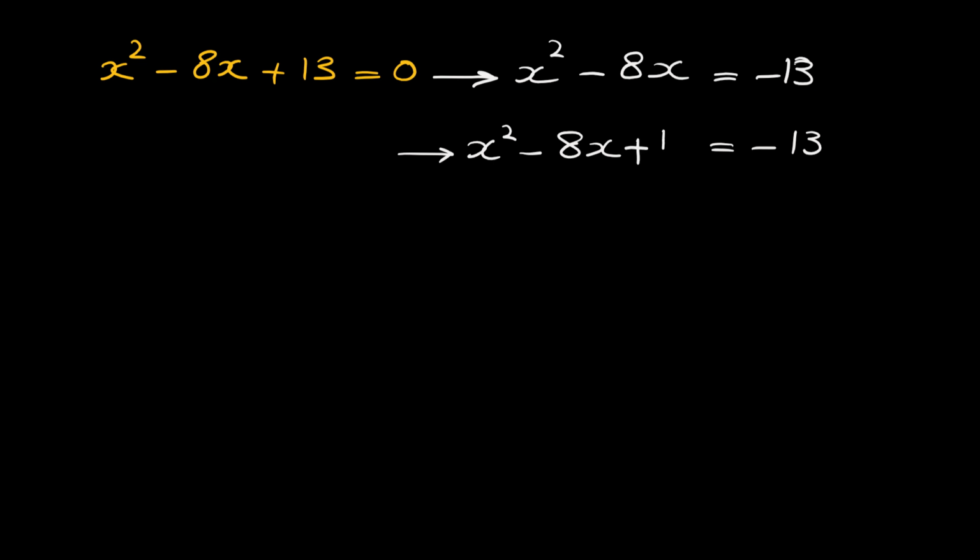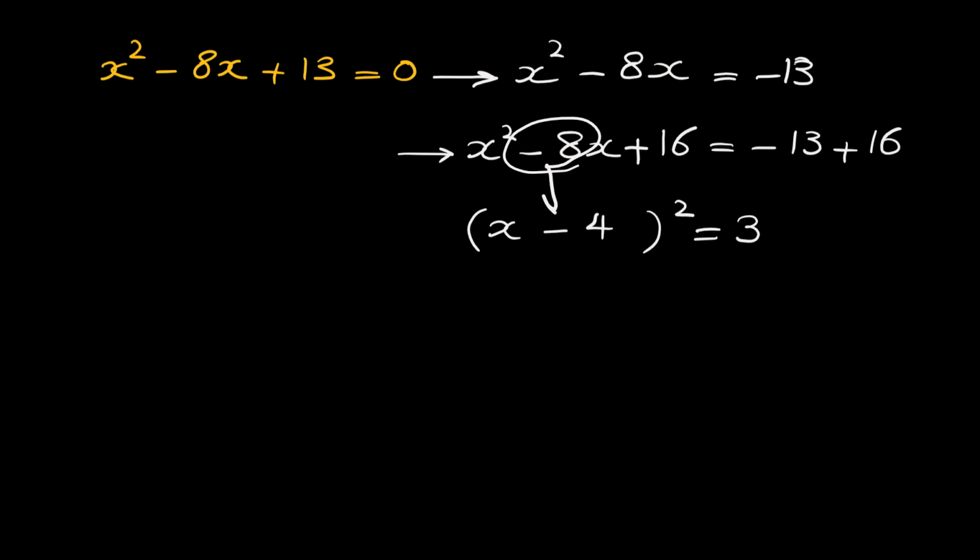Then we have this. Negative 13 plus 16 is 3. And the left side is x minus 4 to the 2. Again, this negative 4 is half of this number which goes here. Now, we are almost done.